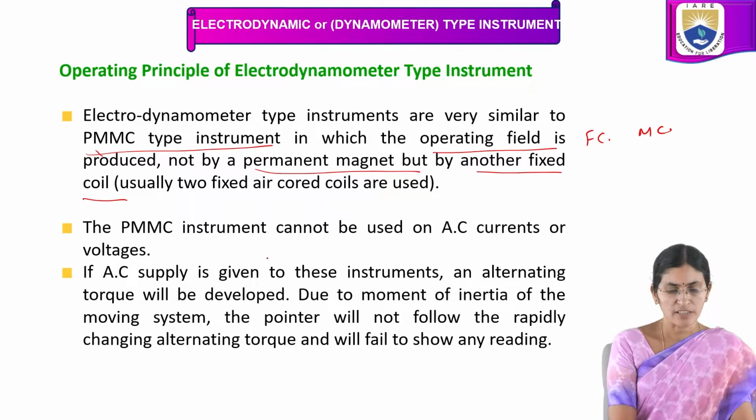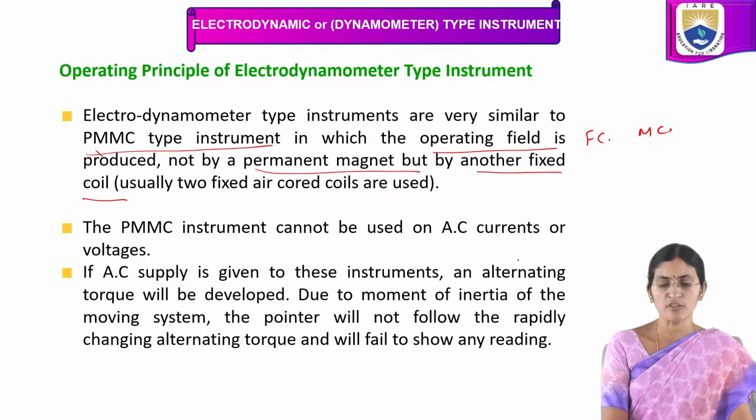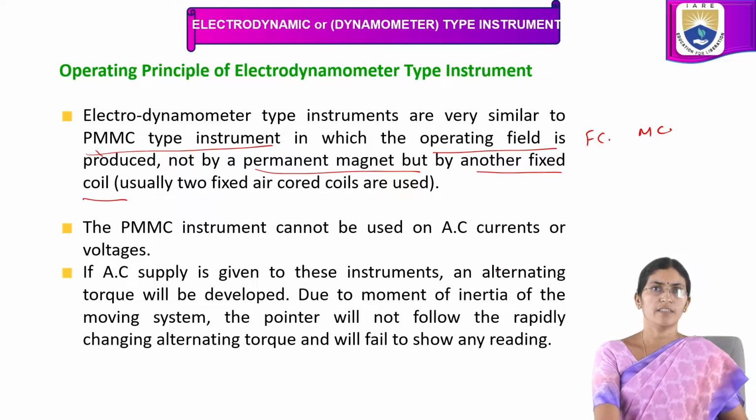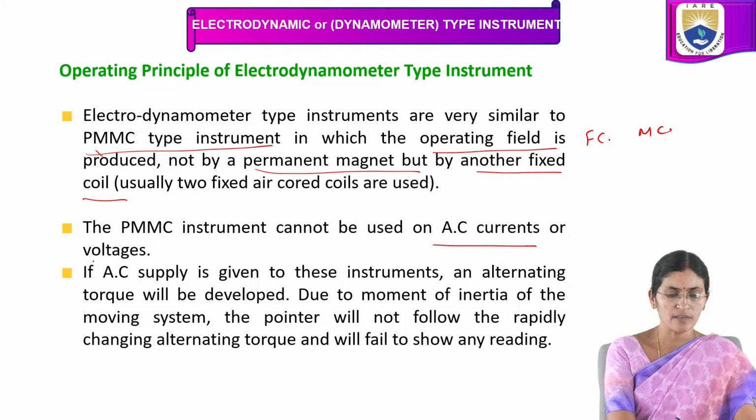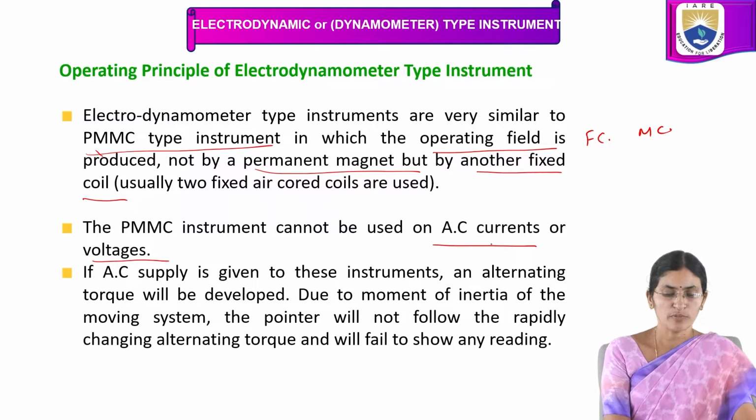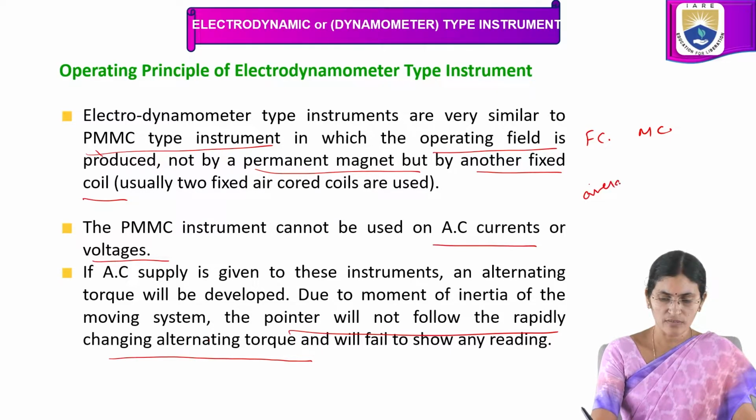Permanent magnet moving coil instrument cannot be used on AC currents or voltages. PMMC instrument cannot be used on AC currents and voltages. So it cannot be used for measuring AC quantities. Why? Because there the coil is not able to follow the pulsations in the torque because of the inertia of the moving system. So the pointer will not be able to follow rapidly changing alternating torque. It will respond only to the average torque.